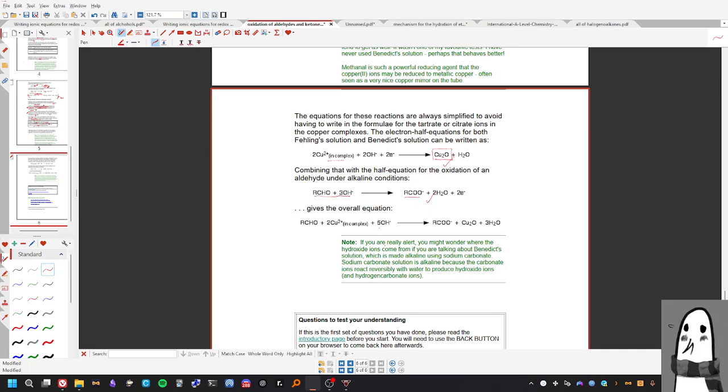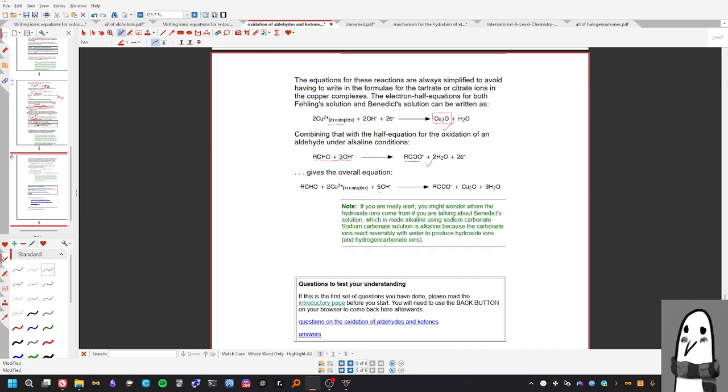If you're really alert, you might wonder where the hydroxide ions come from if we're talking about Benedict solution, which is made alkaline using sodium carbonate. Sodium carbonate solution is alkaline because the carbonate ions react reversibly with water to produce hydroxide ions and hydrogen carbonate ions. Again, when we're talking about Benedict solution, that shouldn't contain any OH ions, yet it's alkaline. So where are the OH ions coming from? It's made alkaline by using sodium carbonate.